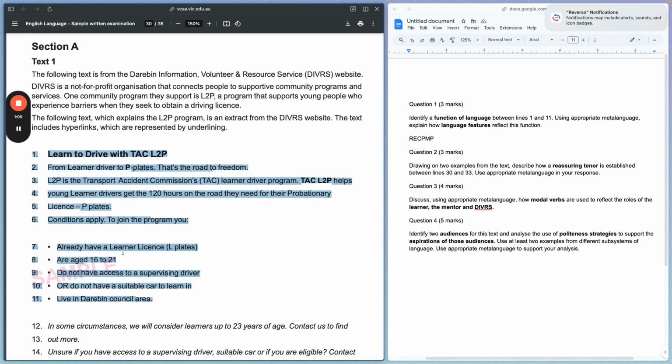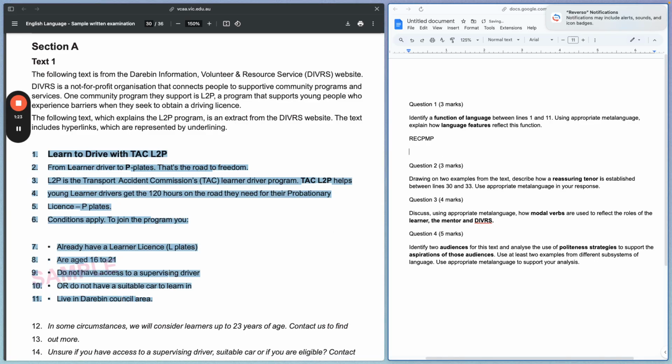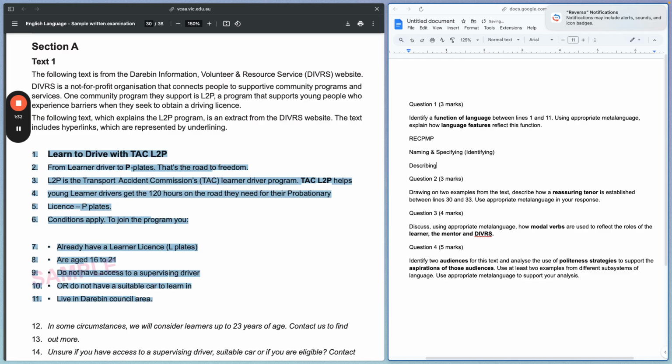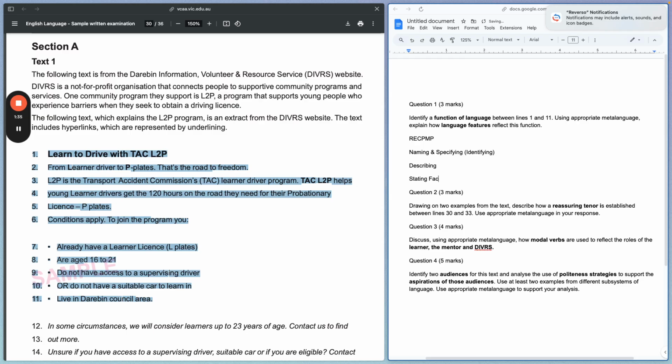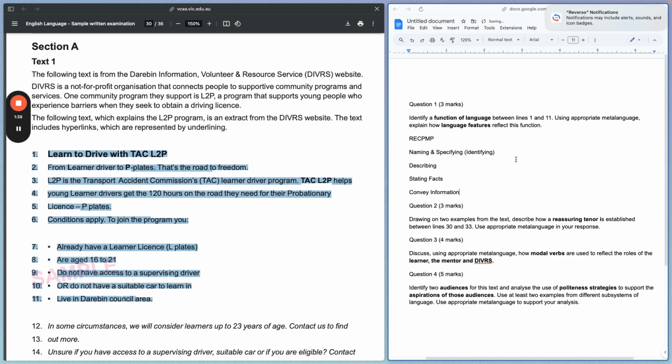1 and 11. I think most people, upon reading this, would quickly understand that this is referential in nature. It's conveying information, and at its essence, what Jakobson really meant with referential function is one of four things. Yes, it's about conveying information, but let me write it down. It's about naming and specifying information. So it could be identifying, it could be describing stuff, it could be stating facts, or it could be conveying information. It could be one of these four things. That's what the referential function is all about.